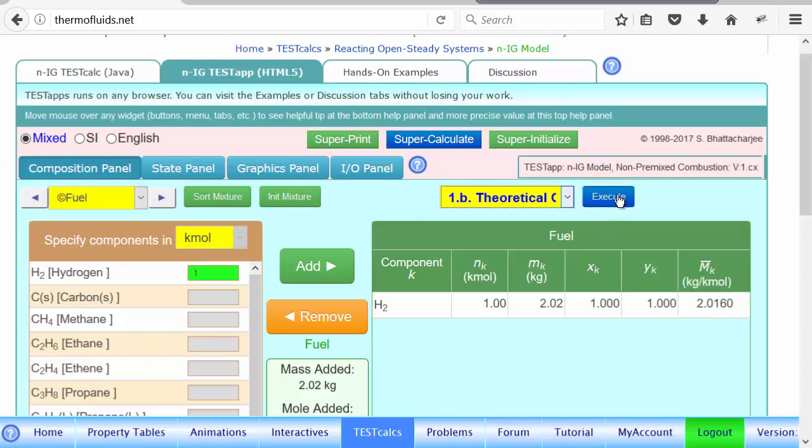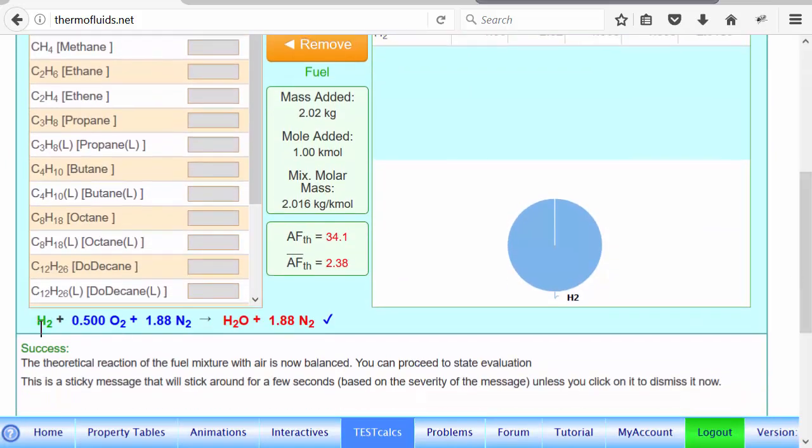Let's execute and take a look at the reaction now. Look, air means there is oxygen and nitrogen at a certain ratio. 1 kilomole of oxygen carries 3.76 kilomole of nitrogen, if you recall. The reaction is again balanced through an atom balance. There is some excess nitrogen left because nitrogen never participates in a theoretical reaction. And because it's theoretical, notice that H goes to H2O only, and there is no oxygen left or hydrogen left. There is only the perfect amount.